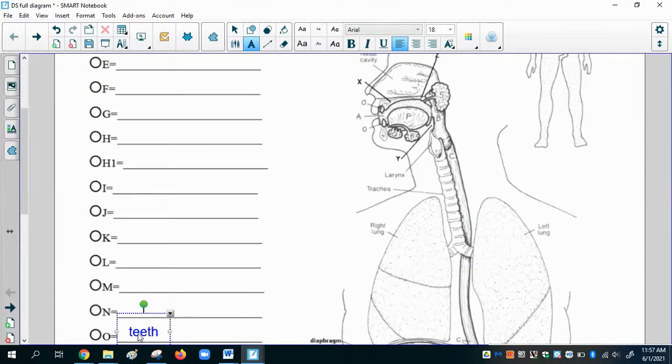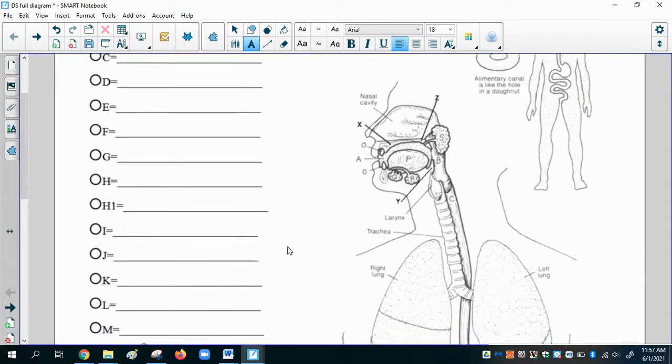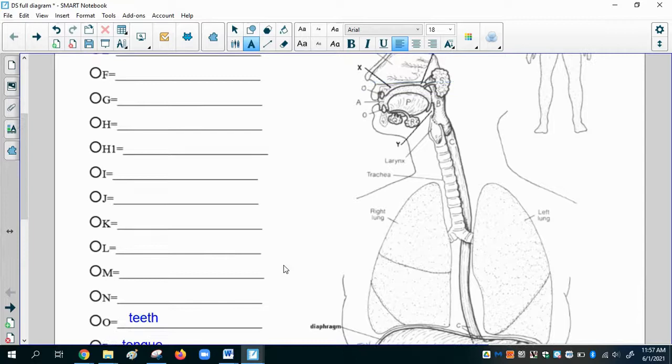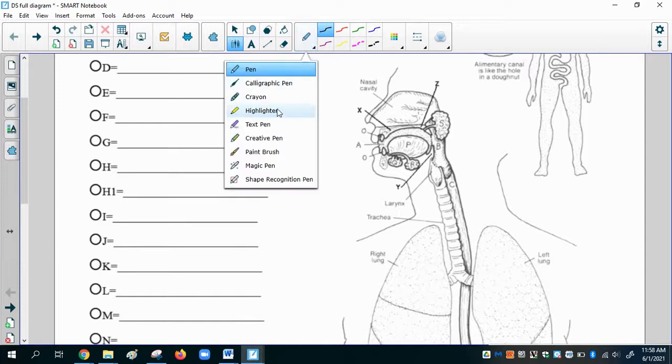Letter O are the teeth. I'm going to leave those uncolored as well. Inside the oral cavity, we have letter P. Letter P is the tongue, and this always confuses students sometimes because it just doesn't really look like a tongue.